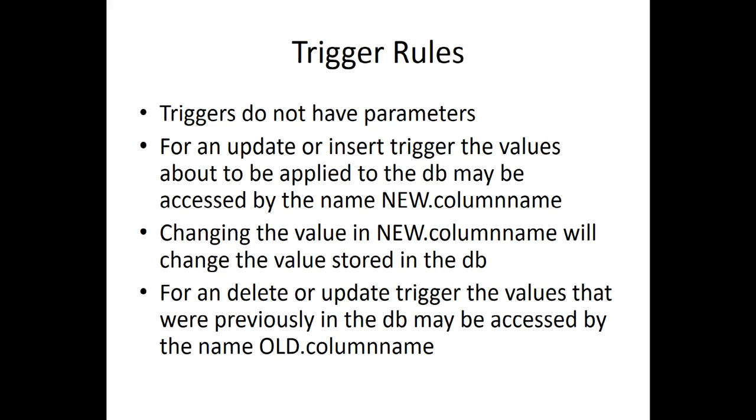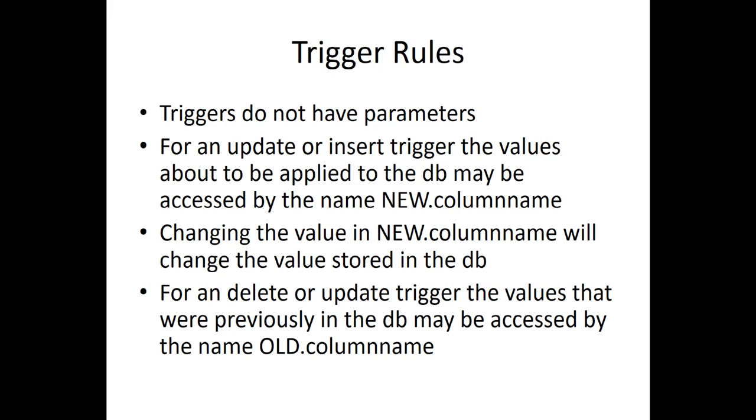For a delete or an update trigger, there are the values that were previously in the database. There's no new here, right? I say delete this record, what would the new value be? There's no new here, but we do have the old. So for a delete or an update, the values that were in the database, which are about to be deleted or updated, can be accessed in your trigger by using the name old followed by the column name. Old dot column name.